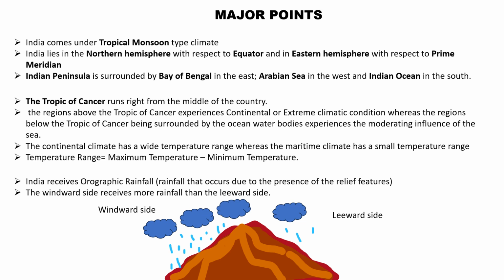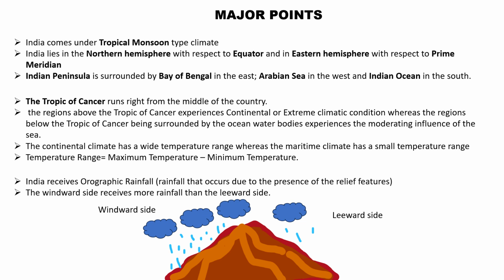The region above the Tropic of Cancer experiences continental or extreme climatic conditions, whereas the regions below the Tropic of Cancer, being surrounded by ocean water bodies, experience the moderating influence of the sea. The continental climate has a wider range of temperature, whereas the maritime climate has a smaller temperature range. This temperature range is calculated by deducting the minimum temperature from the maximum temperature.